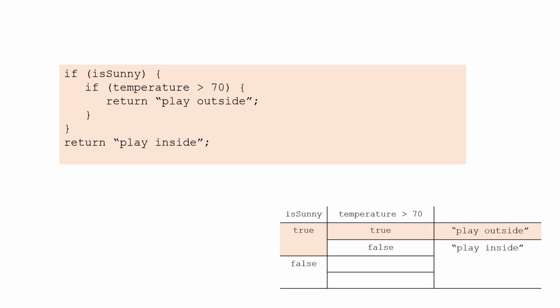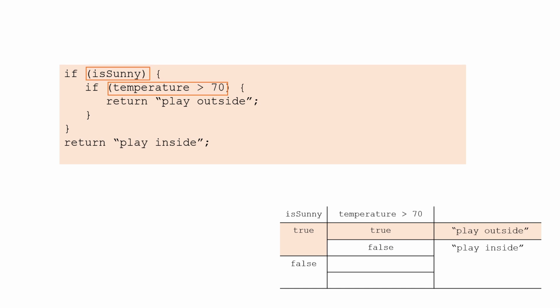Let's look at the truth table. We can see that when both of these conditions are true, it means that when isSunny is true and temperature higher than 70 is true, the code returns play outside. However, in all other situations, or when at least one of these conditions is false, the code returns play inside.